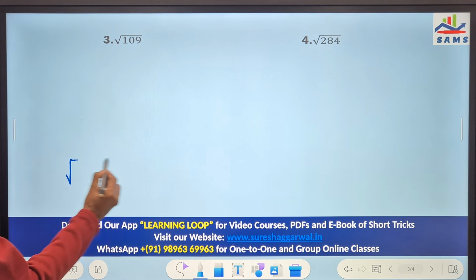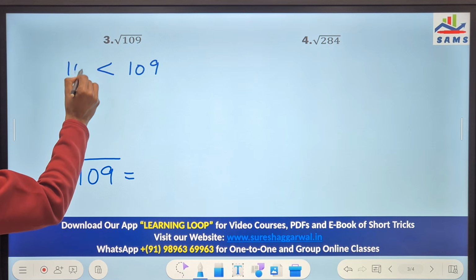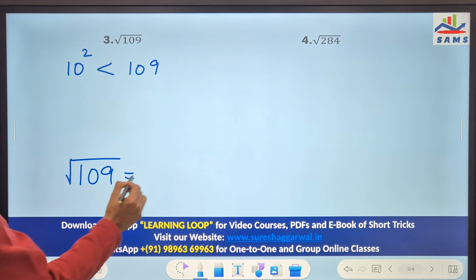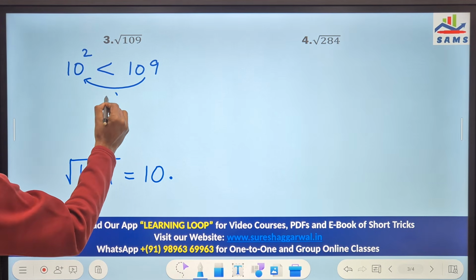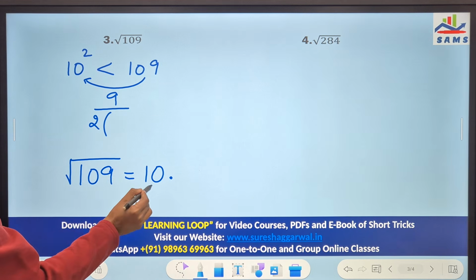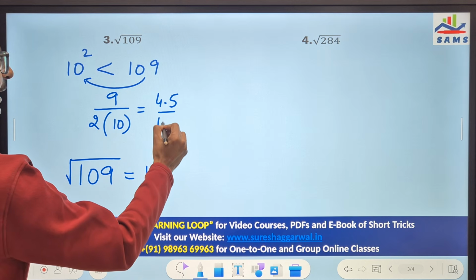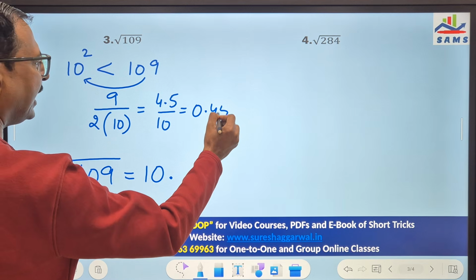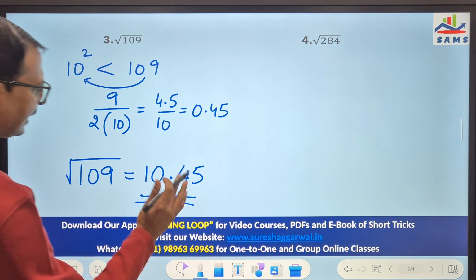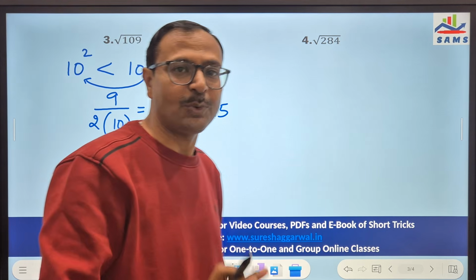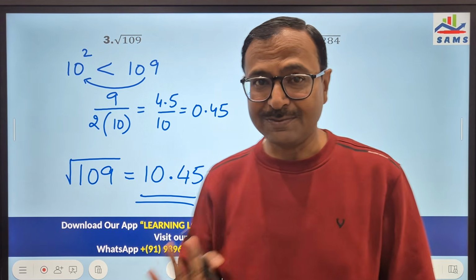Square root of 109. So obviously 109 is greater than 10 square, which is 100. So 109 starts with 10 point. Now the difference between 109 and 100 is 9. Divide that by double of this number 10, and that will give you 9 by 20. 4.5 upon 10 is 0.45, and now suffix this 0.45 here. You will get 10.45 as the approximate value of square root of 109. Keep on checking, friends. Just use the calculator and let me know if this is working or not.